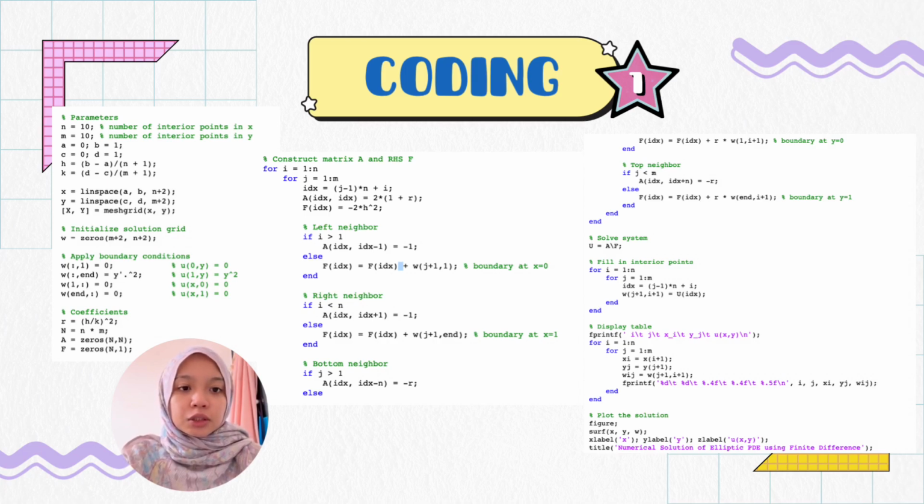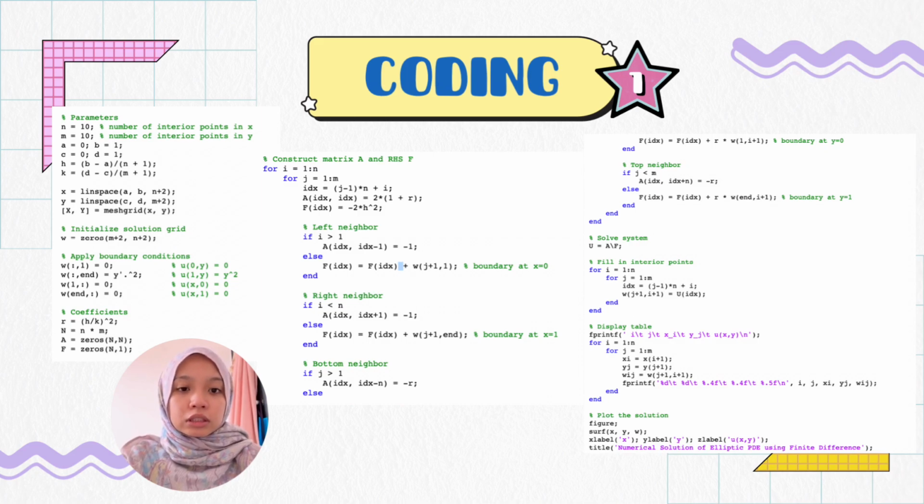Here, R is the ratio used in the finite difference stencil for the Laplacian. We initialize the coefficient matrix A and right-hand side vector F to set up the linear system, which is AU equals F. Then, for each interior point (i, j), we construct the finite difference approximation. For solving the linear system, we solve the system of equations for the unknown u, which contains all the interior values of u(x, y) in a vector. We take the 1D solution vector u and assign the values to the appropriate grid points in the 2D matrix W.